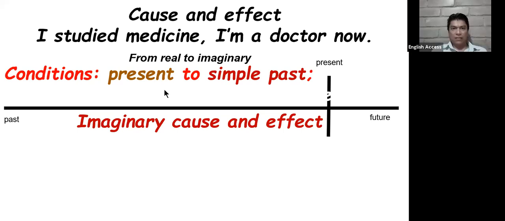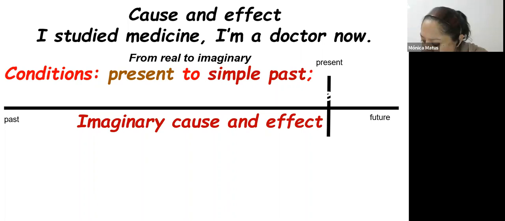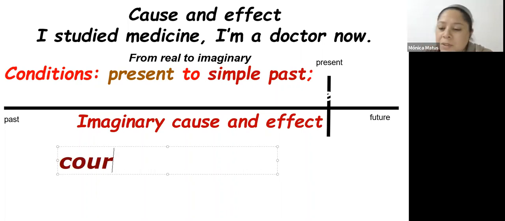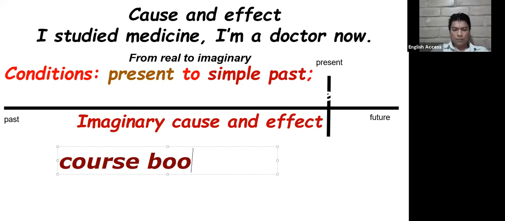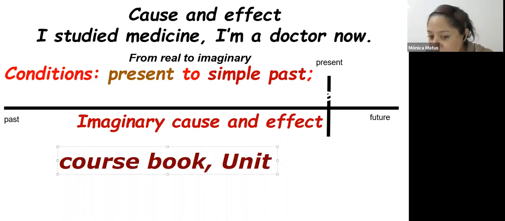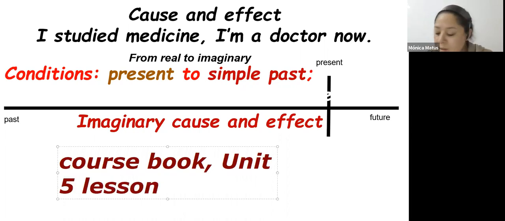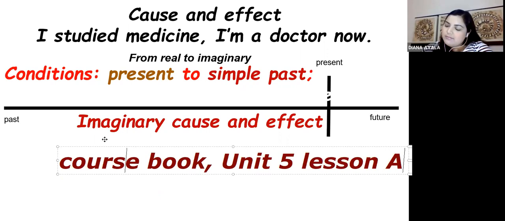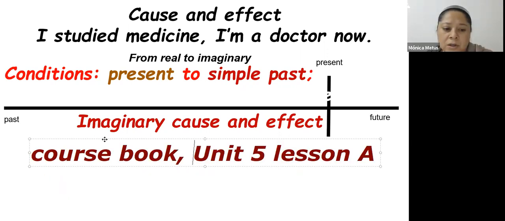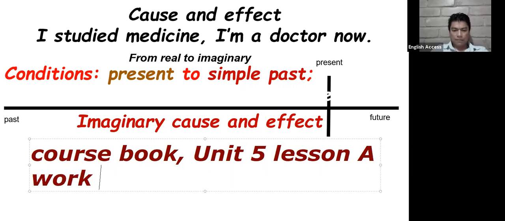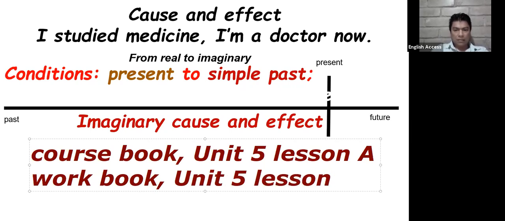I can finish the little presentation tomorrow, but for homework, you need to do in the platform the course book and the workbook, Unit 5, lesson A. Unit 5, lesson A? Yes. The course book and the workbook, the same, unit 5. Okay, both.